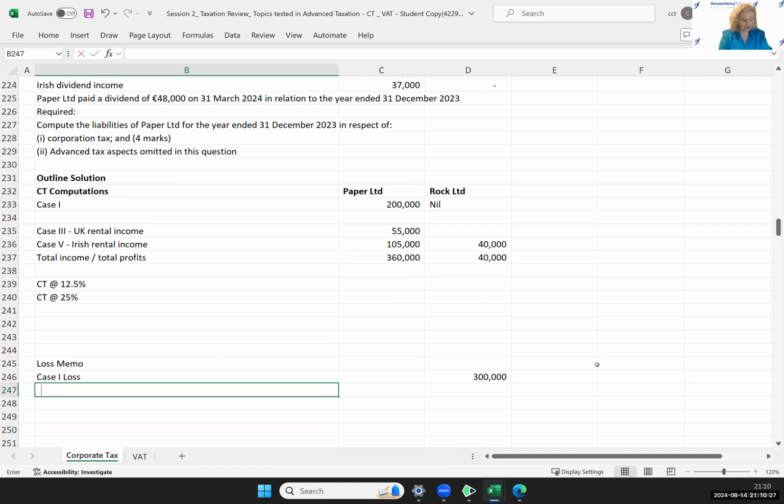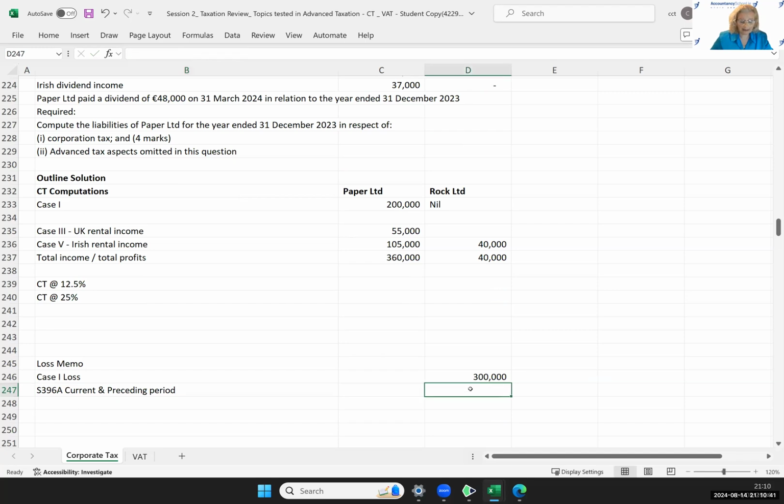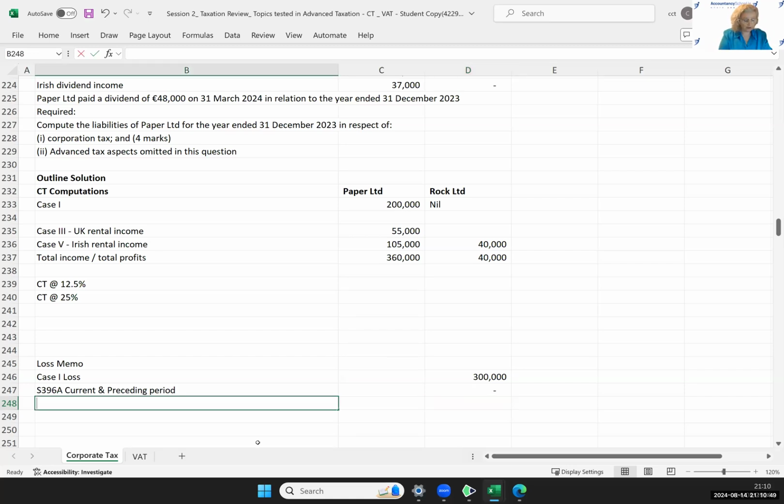So under section 396A, in both the current and the preceding period, will Rock Limited be able to use its own losses? No. How else can Rock Limited use its losses? It can use its losses under section 396B in the current period, on a value basis.